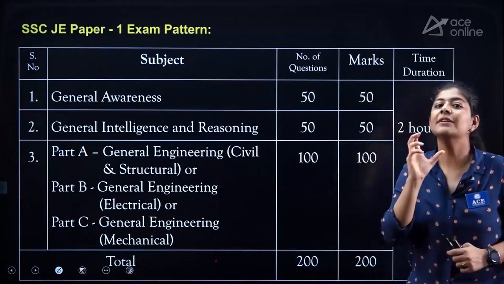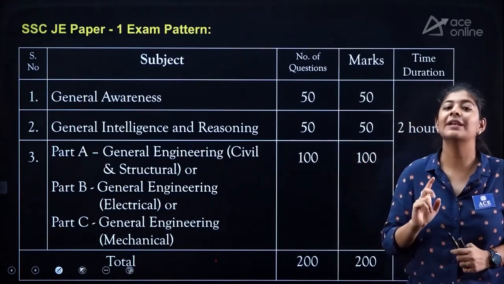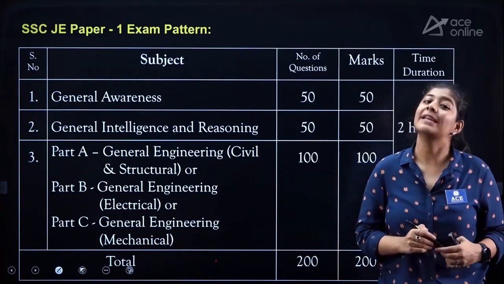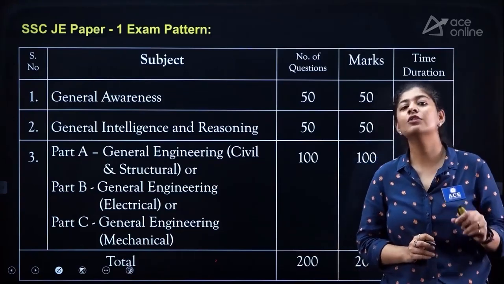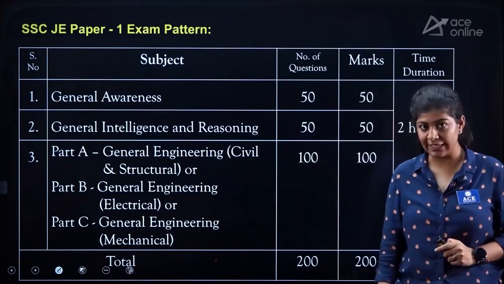So basically within a span of 2 hours, you need to attempt the maximum number of questions that you can out of 200. Is there any negative marking in it? Yes, there is a negative marking of 0.25 marks for each wrongly attempted question, right?